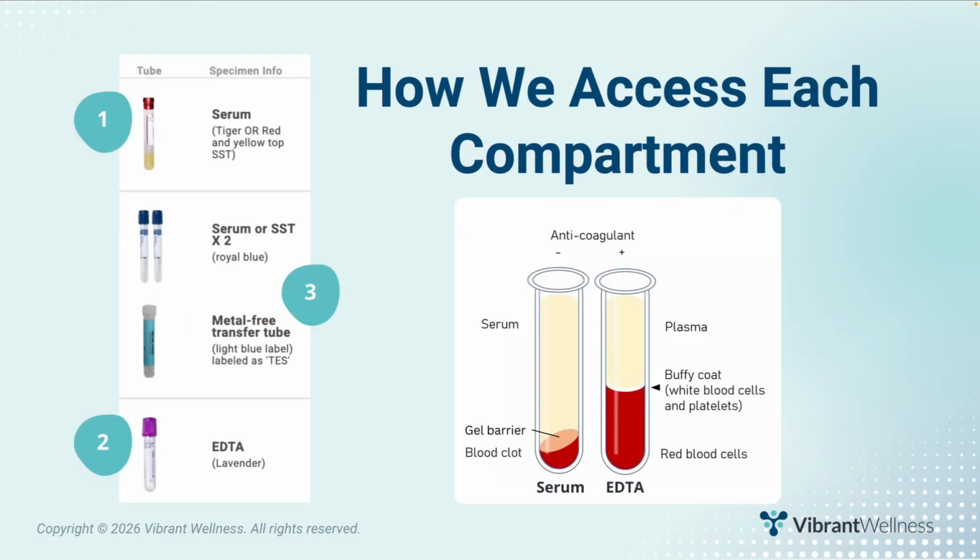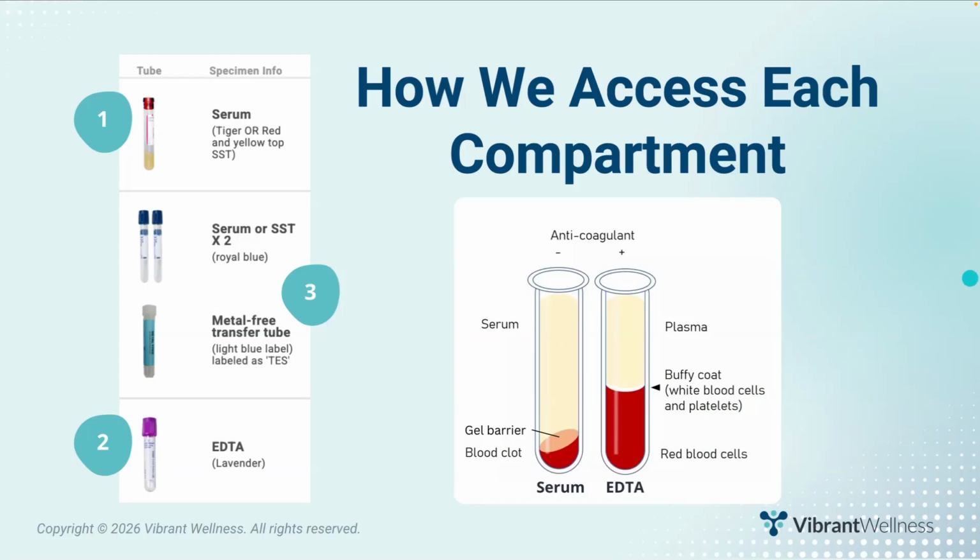To assess nutrients across different biological compartments, including trace elements, we collect 6 tubes of blood using 3 specific tube types. Number 1, serum tubes, like the tiger top or red and yellow SST tubes. These tubes do not contain an anticoagulant. Therefore, blood is allowed to clot. Specifically, the red blood cells form a clot at the bottom, and the remaining liquid portion is serum. This serum is used to measure circulating nutrient levels.